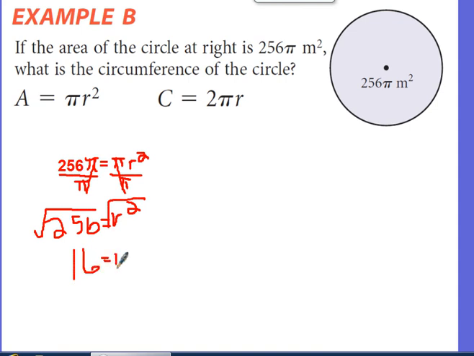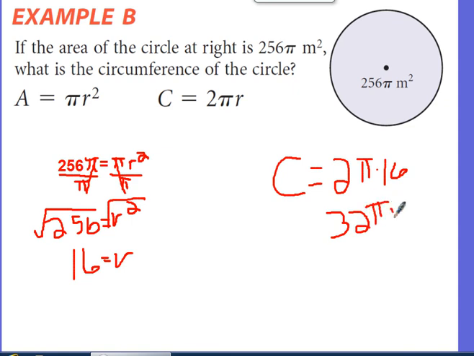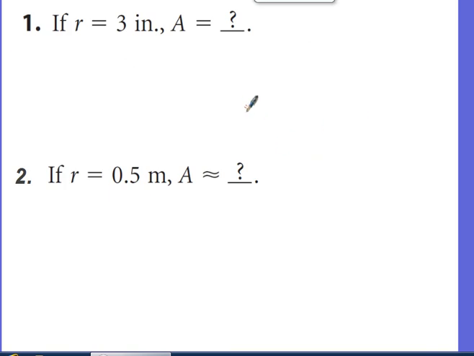Now that you have 16 equals r, you plug it in for circumference equals 2 pi times r, but that r is 16. So you get 32 pi meters equals the circumference. Go ahead and make sure you understand this and you can read my handwriting, and we move on. Now we have two more problems.